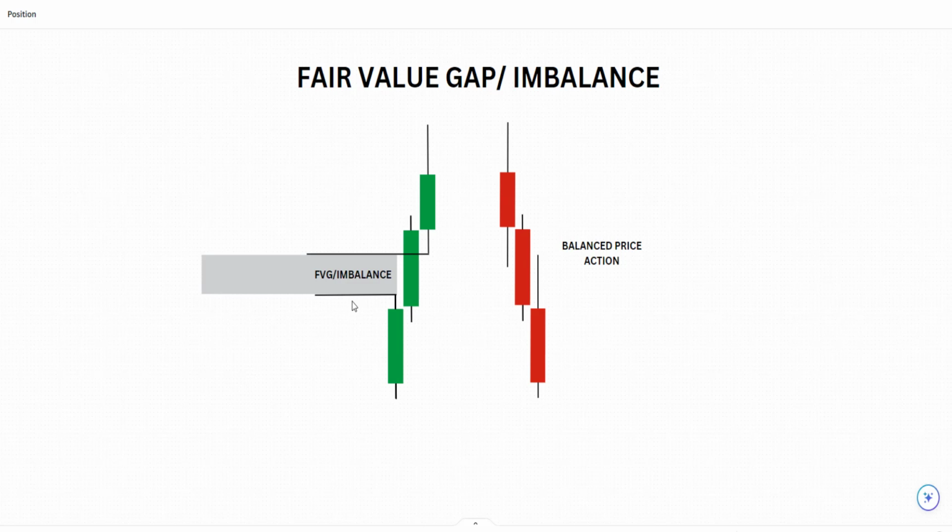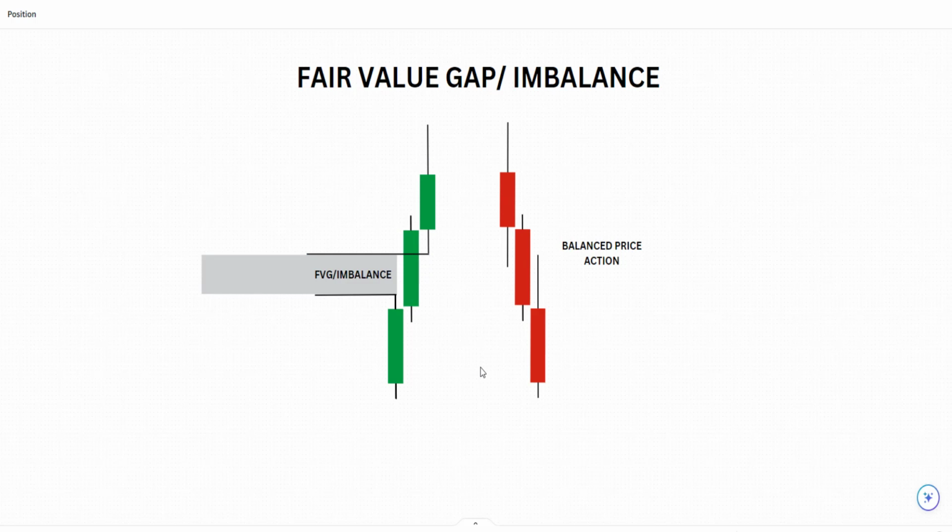Then we have this one where there is an unhealthy or imbalanced price action. You can see counting from down 1, 2, 3. We can actually see that the high of this candle and the low of this candle are not connected, or they have not traded through each other. So the gap left between this first and the third candle is what we call a fair value gap.